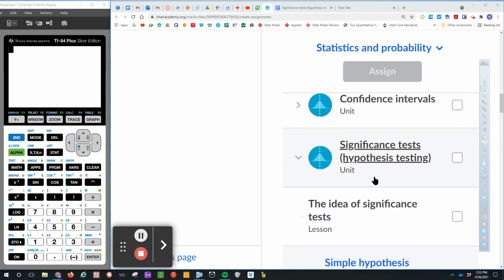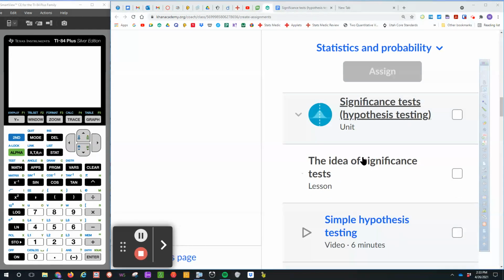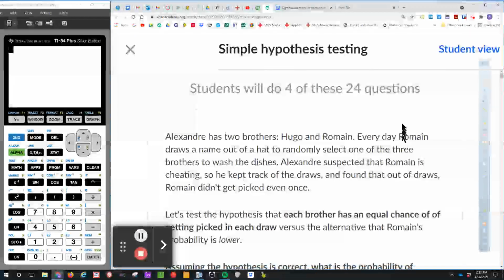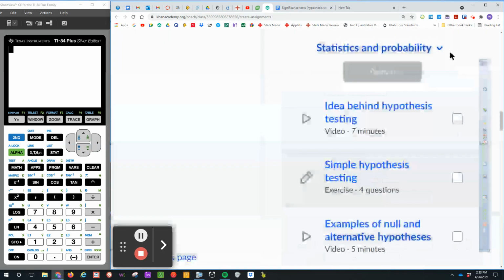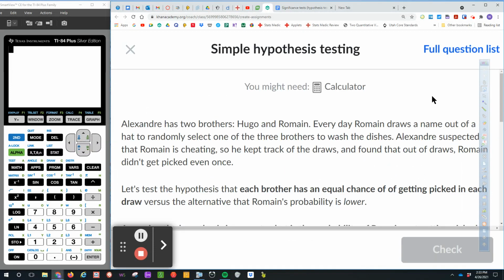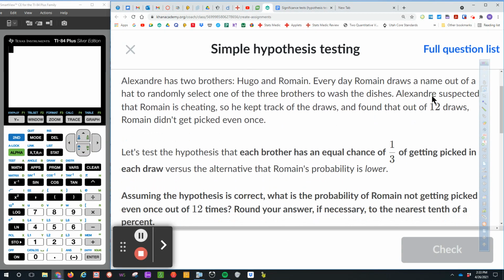mean. But in this unit on significance tests, you are given a claim, and we want to see if there is reason to reject the claim, or is there a reason not to reject the claim? And the first lesson we go into is the idea of a significance test. The exercise is simple hypothesis testing, right? Okay, so let's begin.